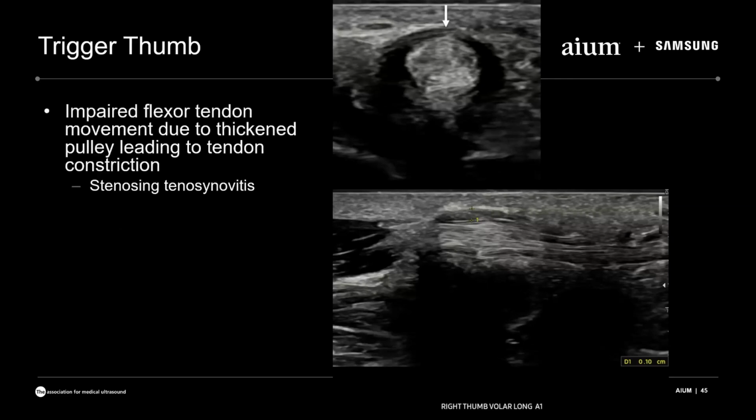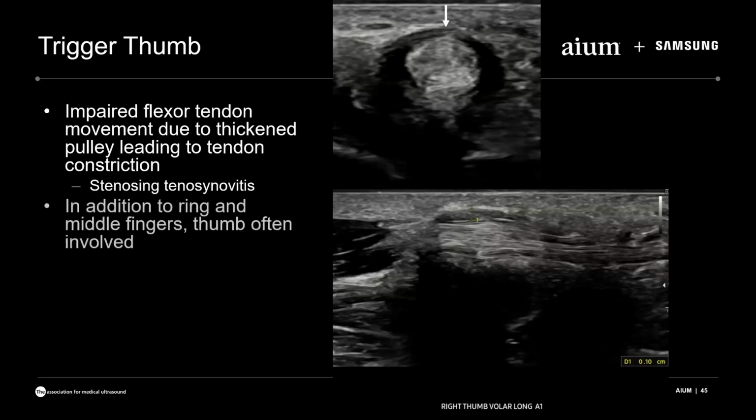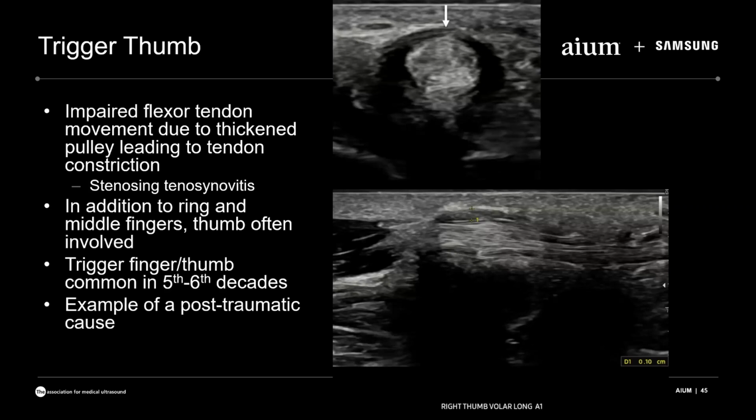With trigger thumb, there's impaired flexor tendon movement due to a thickened pulley leading to this tendon constriction. It's a type of tenosynovitis similar to de Quervain's, but where it's involving the flexor tendon as opposed to the extensors. And it's commonly described in the ring and middle fingers, but the thumb is also often involved. We see this more commonly in patients in their 5th to 6th decades, but this was actually a younger patient that had a post-traumatic cause. And also a good notice to not use trampolines. This is often idiopathic, but can also occur with repetitive microinjury.